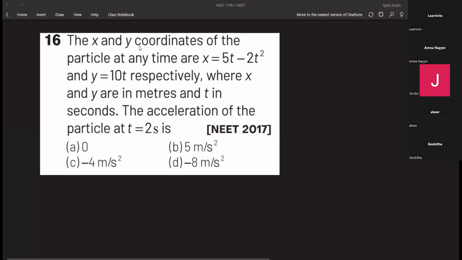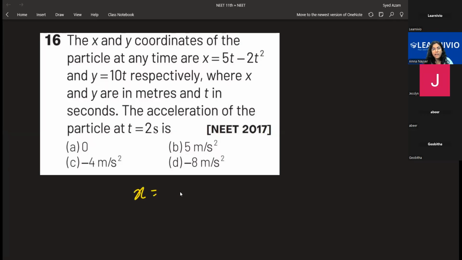This question says the x and y coordinates of the particle at any time are x is equal to 5t minus 2t square and y is equal to 10t, where x and y are in meters and t is in seconds. The acceleration of the particle is asked at time t is equal to 2 seconds.